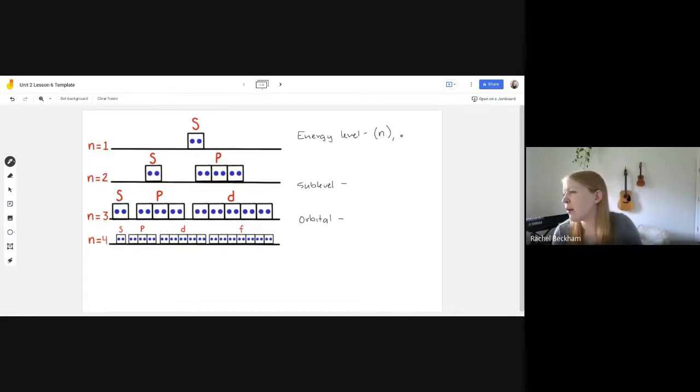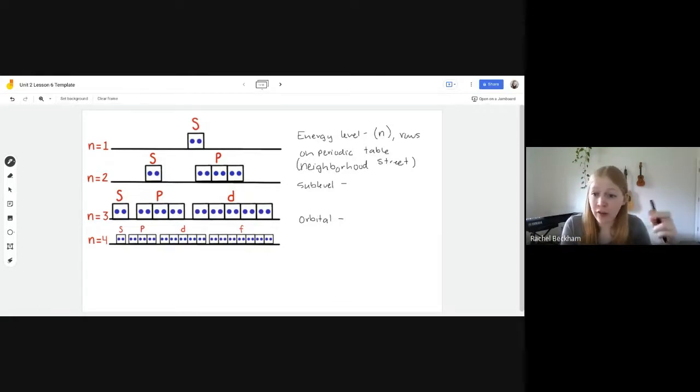And it corresponds to the rows on the periodic table. I'll show you in a second that it corresponds to the rows on the periodic table. And the analogy I have for this is like the neighborhood street that you might live on, or that an electron might live on. So the energy level is like the neighborhood street where an electron is located. Electrons move super, super quickly. So we know, okay, if I'm on energy level 2, my electron is somewhere in this neighborhood area, somewhere on this street. So it's kind of like a broad category for where the electron is located.